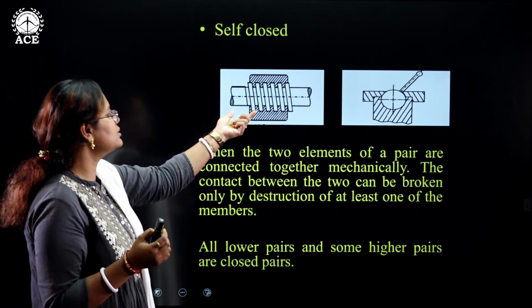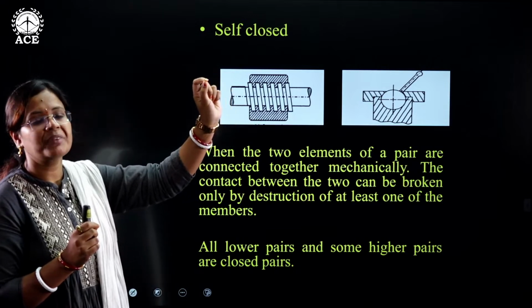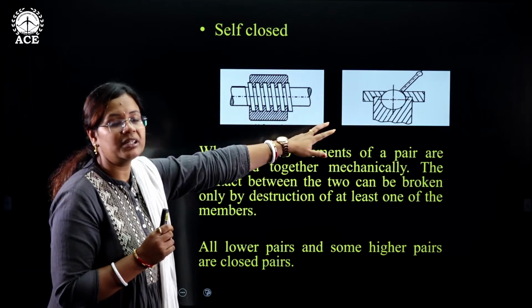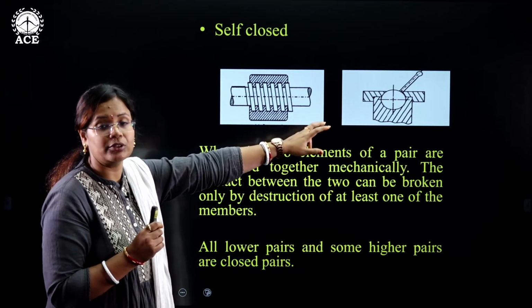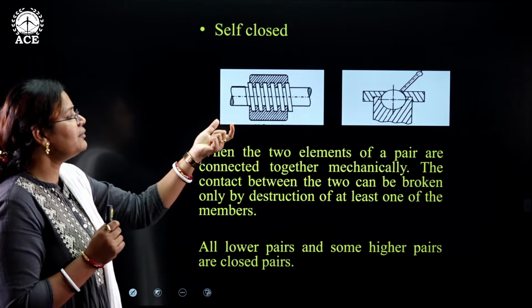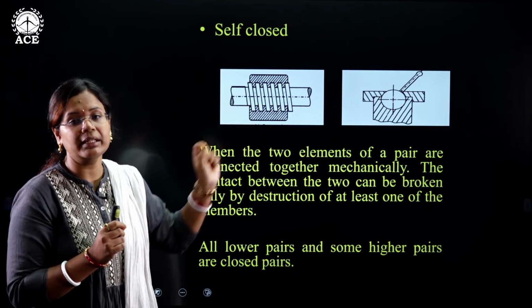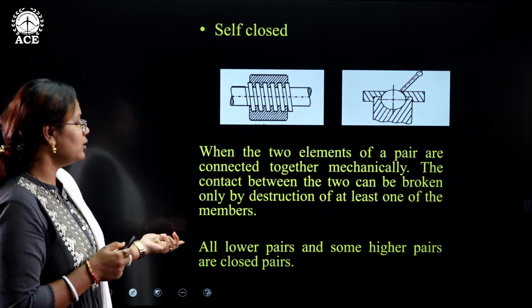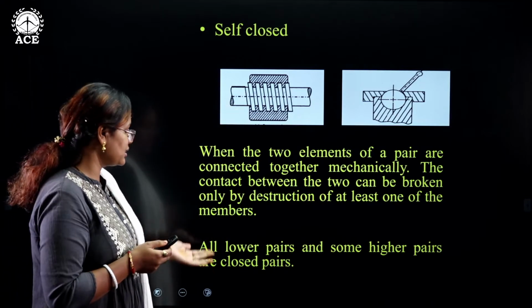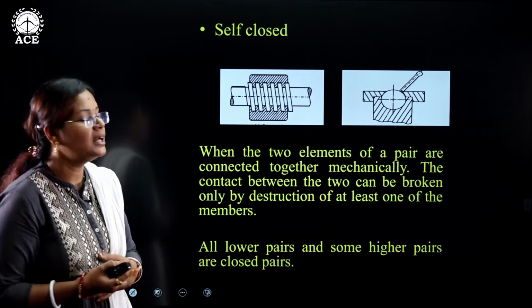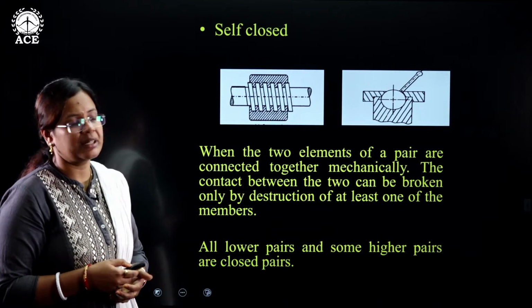This is where you see the screw. If I nail the screw, I have to break it. Also in the spherical pair example, the mirror I was talking about, to break the link I have to destroy one of the links. As seen in the example pictures here, all the lower pairs and some of the higher pairs come under the self-closed pairs.